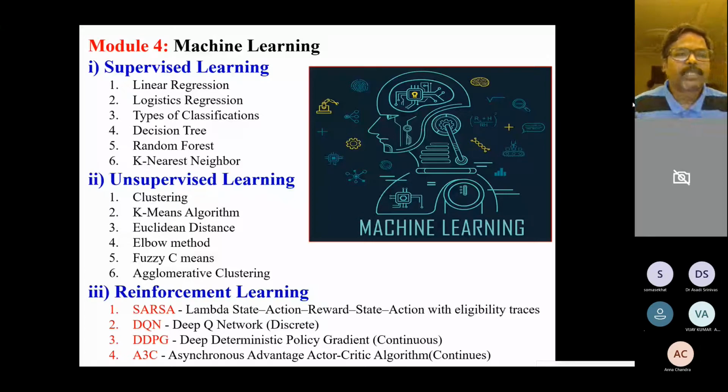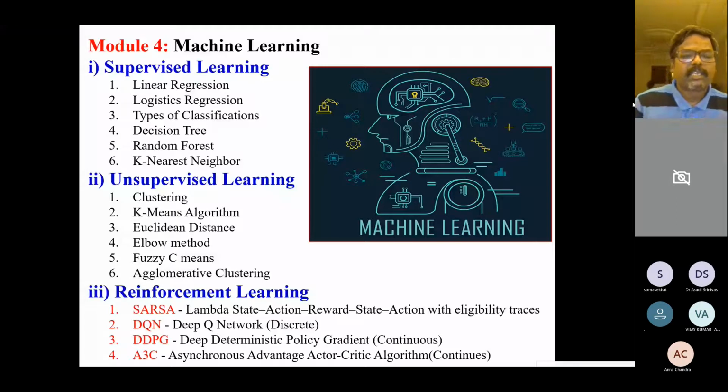Examples: linear regression, non-linear regression, logistic regression, types of classification, decision tree, random forest, and K nearest neighbor, SVM, support vector machine. Then unsupervised learning is nothing but there is no target class, there is no label, but we are classifying the data based on the similarity measure. In order to find out similarity measure, we are using Euclidean distance, Manhattan distance, Minkowski distance. Examples are clustering, K-means algorithm, Euclidean distance, elbow method, fuzzy C-means, agglomerative clustering, etc.